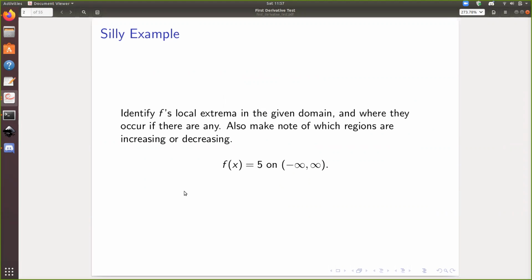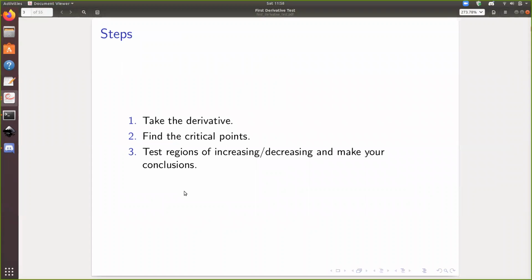The question is to identify the function's local extrema in a given domain. We're going to outline where these extrema are, if there are any, and also make note of which regions are increasing or decreasing. Our first function is f of x equals 5, on the domain from negative infinity to infinity. So what are our steps? We take the derivative, then we find critical points, and then we test regions of increasing and decreasing and make conclusions based off of what we find.